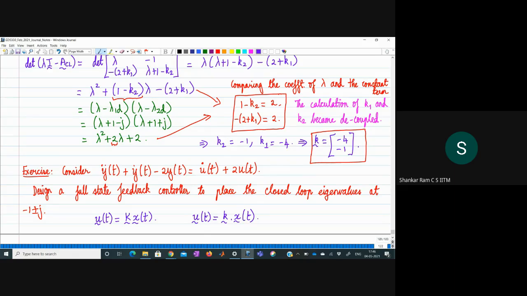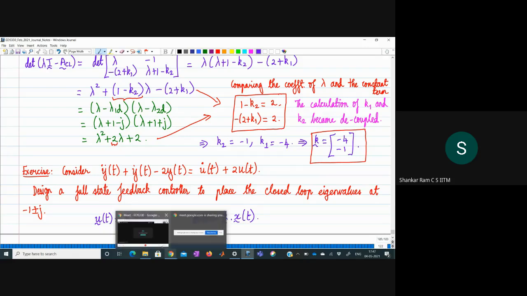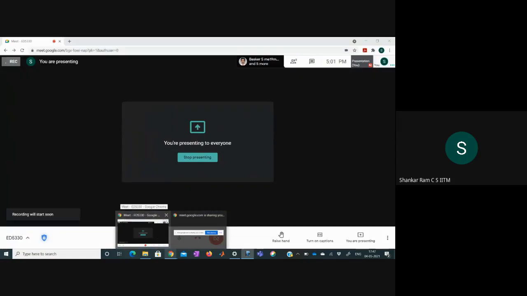And that is connected to what is called design of a state estimator. That is something we will discuss in the next class. Fine. I just wanted to motivate this so that we start thinking about it.